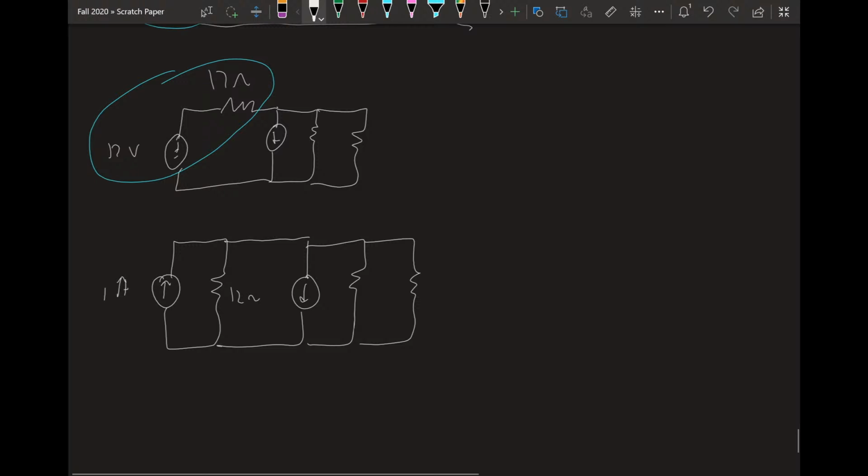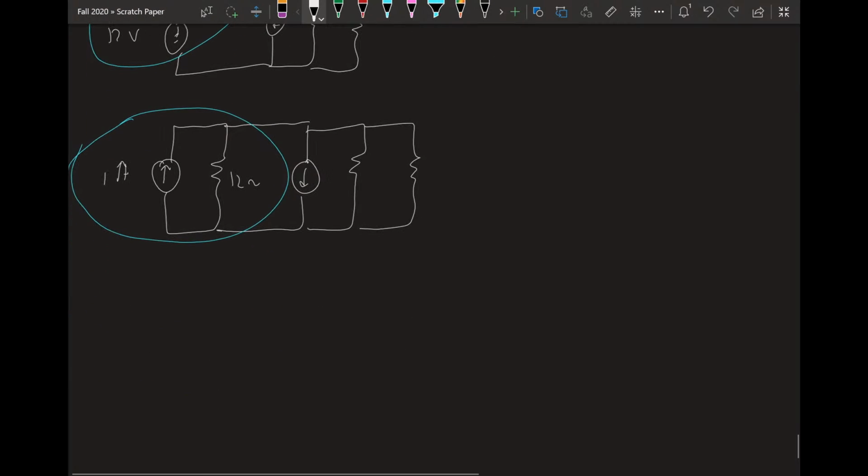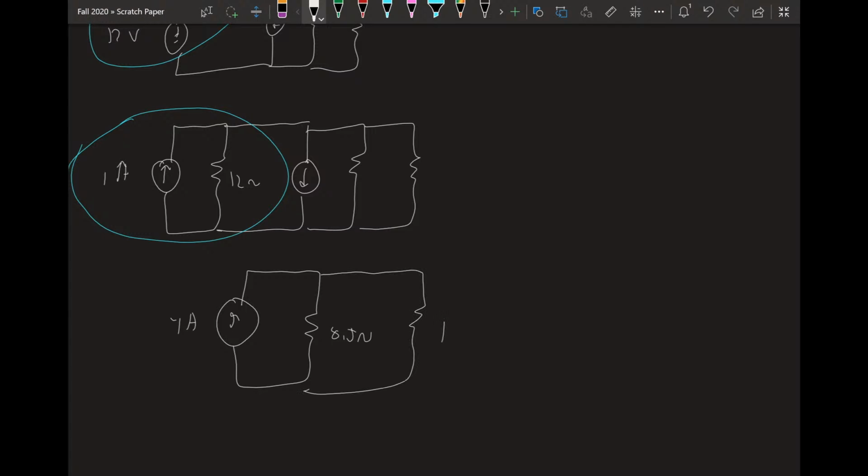So now, I did the source transformation, like blue went to blue, right? Okay, but now everything's in parallel, and since everything's in parallel, I can combine everything. So these current sources combine in parallel to make -1 amp. The resistors combine to make 8.5 ohms, and we still have this 15 ohm resistor with the IX we wanted to find.